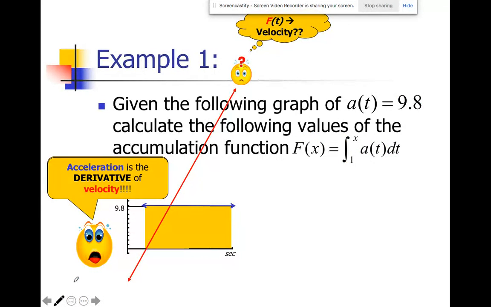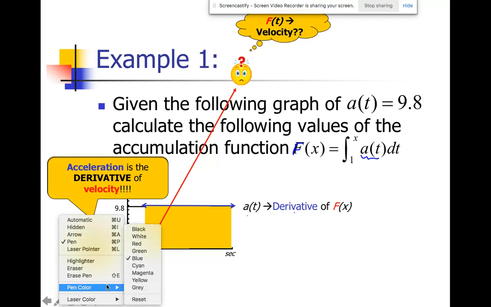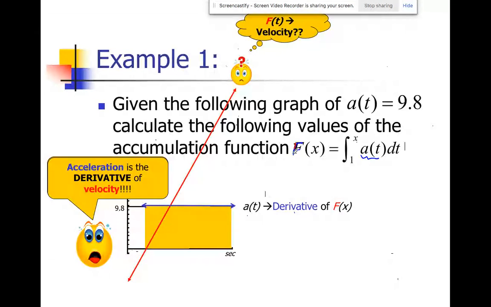And here's what's awesome. You all know an awful lot of stuff about the graphs of derivatives. And if I give you the graph of the derivative, you can tell me stuff about the original. Notice I gave you acceleration. Acceleration is the derivative not only of velocity, but it is the derivative of capital F. If it is the derivative of capital F, then you can tell me stuff. What do you know about capital F? Well, you know its derivative is always positive. Since capital F's derivative is always positive, capital F must always increase.